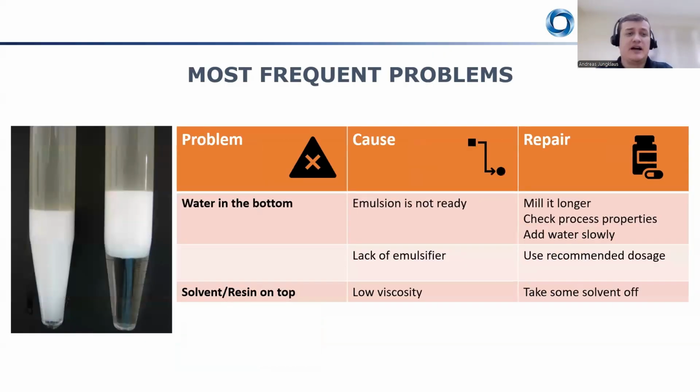Another common problem is phase separation, either water separation or a solvent layer. This problem occurs when emulsions are not properly homogenized, lack sufficient emulsifier, or have a low viscosity. Corrective actions include longer milling because the emulsion is not ready, adjusting process parameters, and optimizing solvent ratios.